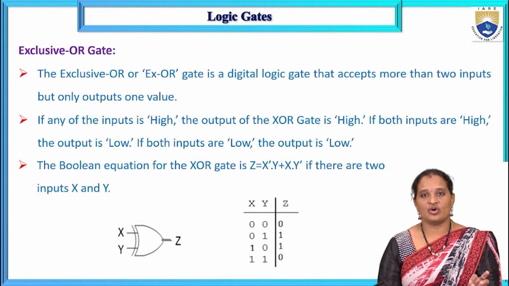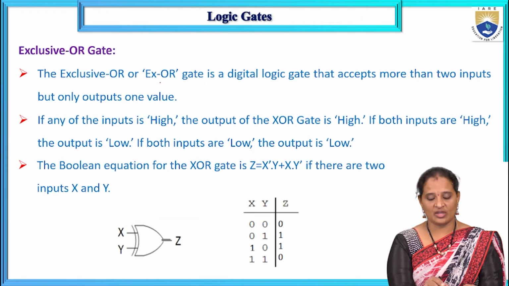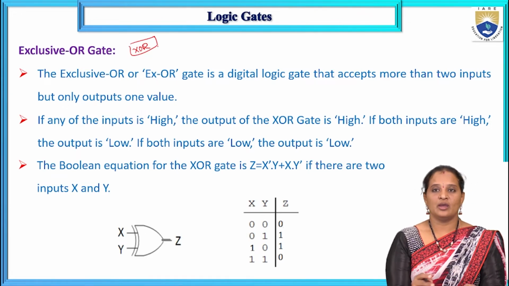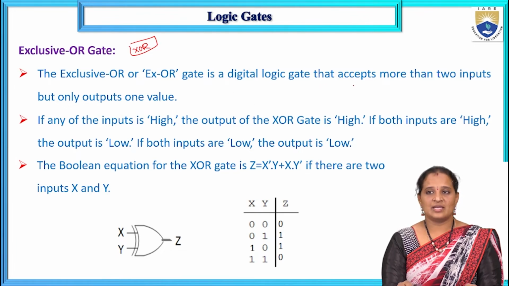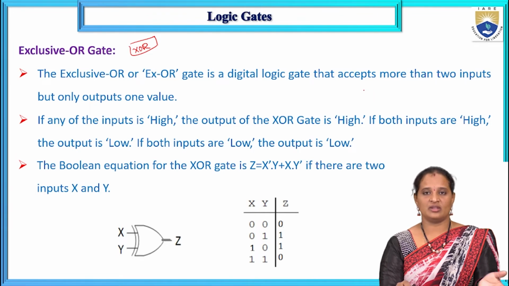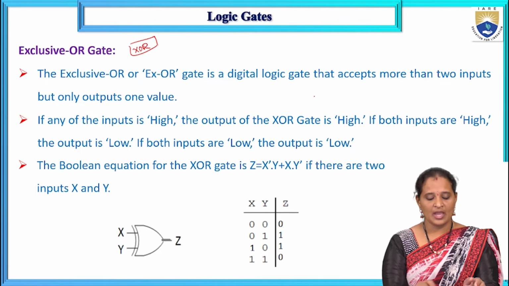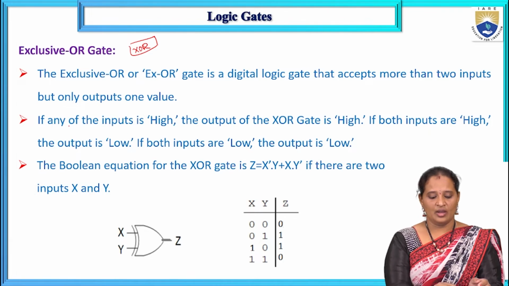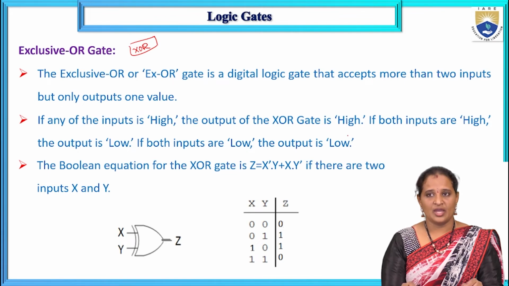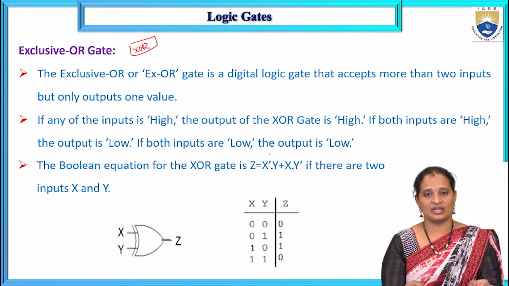Now coming to the exclusive OR gate. The exclusive OR gate, in short XOR, is a digital logic gate that accepts more than 2 inputs but gives only one output value. Even this gate can have more than 2 inputs, but the minimum number of inputs required is 2, and it produces a logic high output when any one of the inputs is high. If both the inputs are high or low, then the output of the XOR gate will be 0.